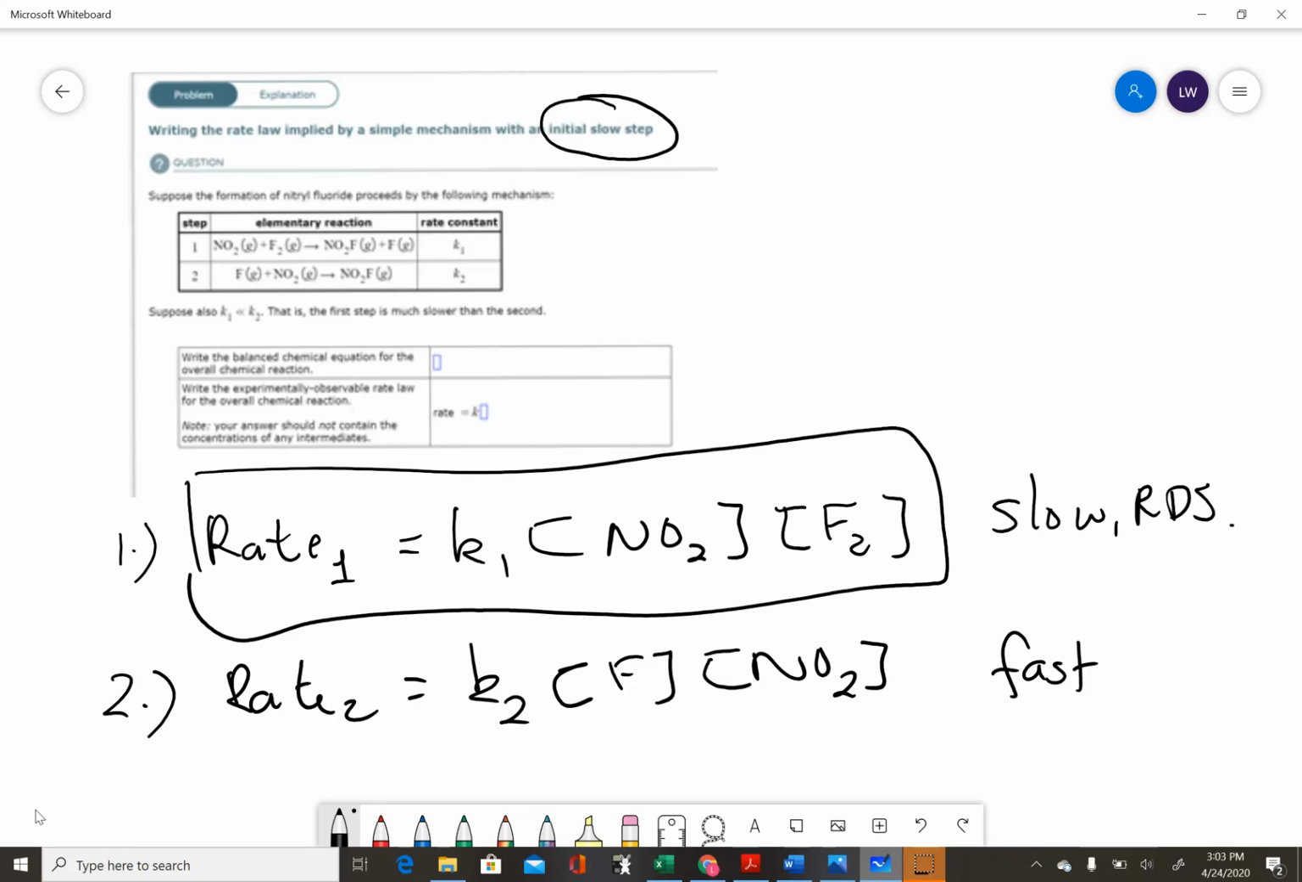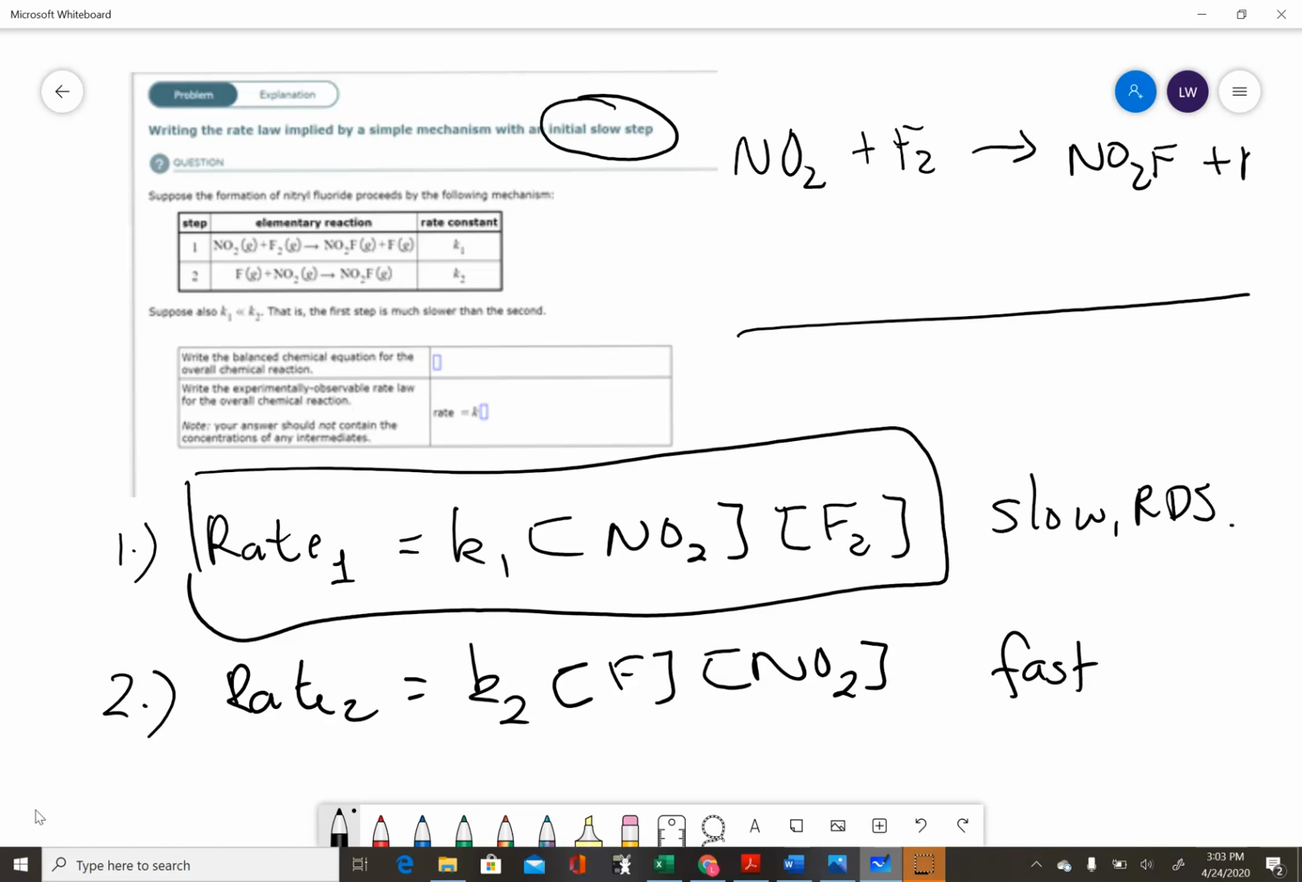So the first thing they ask us to do is to write the balanced chemical equation for this reaction mechanism. So I've got to add together those two elementary reactions. So NO2 plus F2 gives NO2F and F. And then in the next step, we've got F plus NO2 gives NO2F.